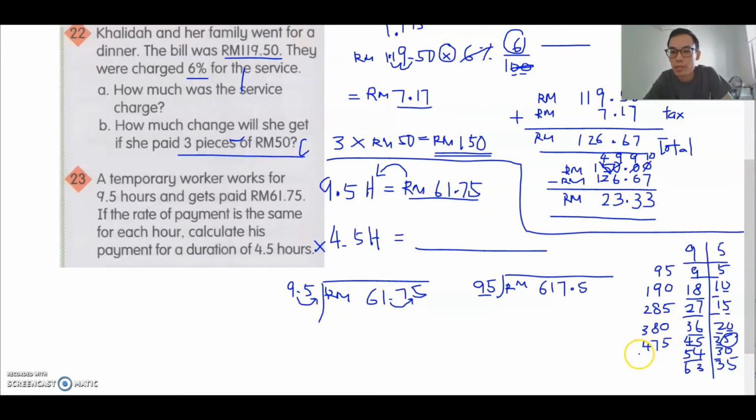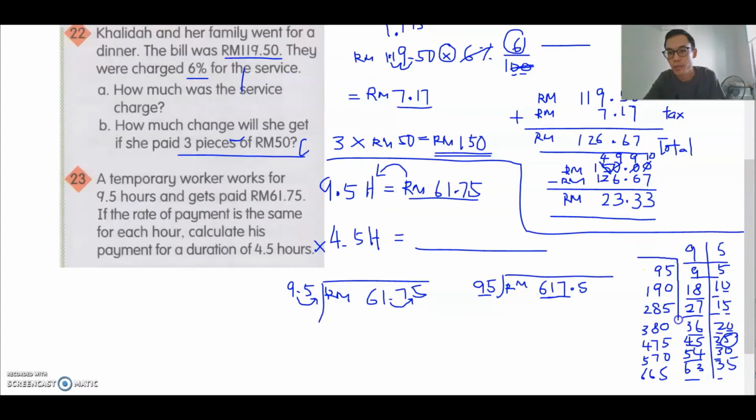54 plus 3 is 57. Add a 0 behind. 63 plus 3 is 66. Add a 5 behind. Okay, now we divide. Can we use 61 to divide? No, we can't. Okay, we have to be bigger than 95. So we use 617.